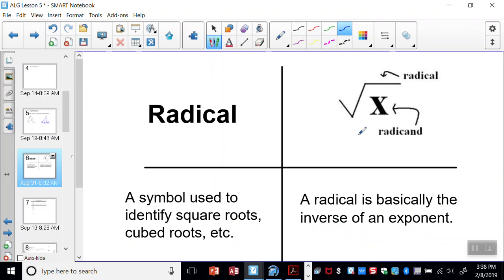And radical is this symbol. This symbol is radical. It's a symbol used to identify square roots, cube roots, etc. Radical is basically the inverse of an exponent. So if you have 2 squared, 2 times 2 is 4, right? If you put 4 inside the radical symbol, this is 2. It is asking what number, when you multiply it by itself, will make 4. So it's the inverse of an exponent.